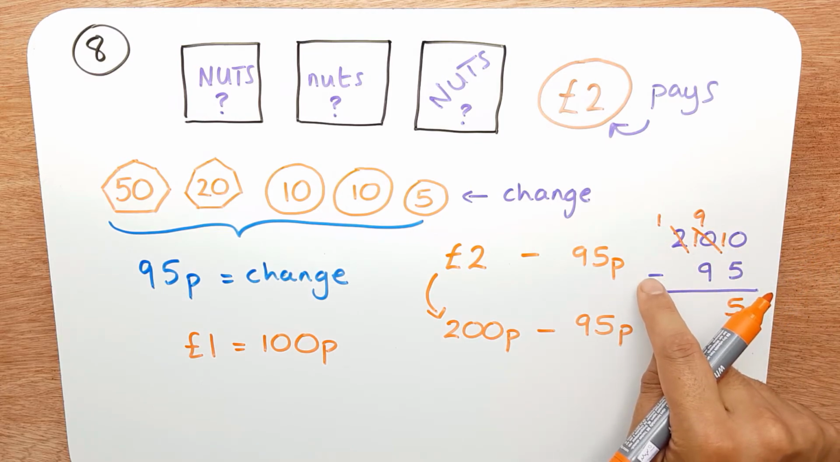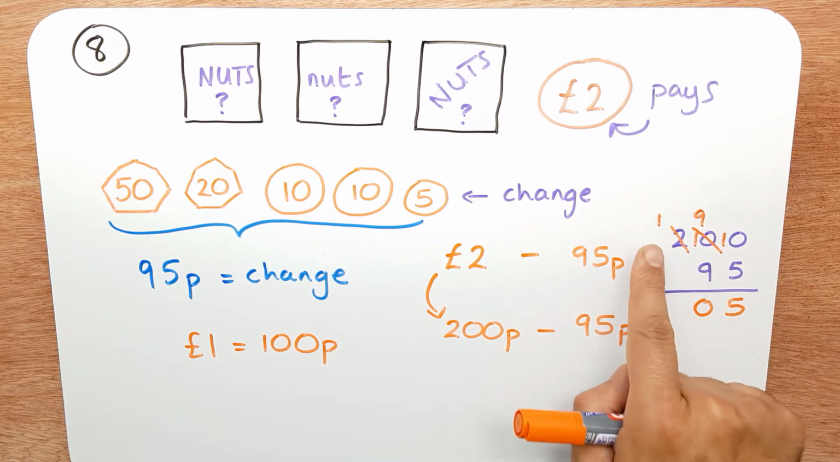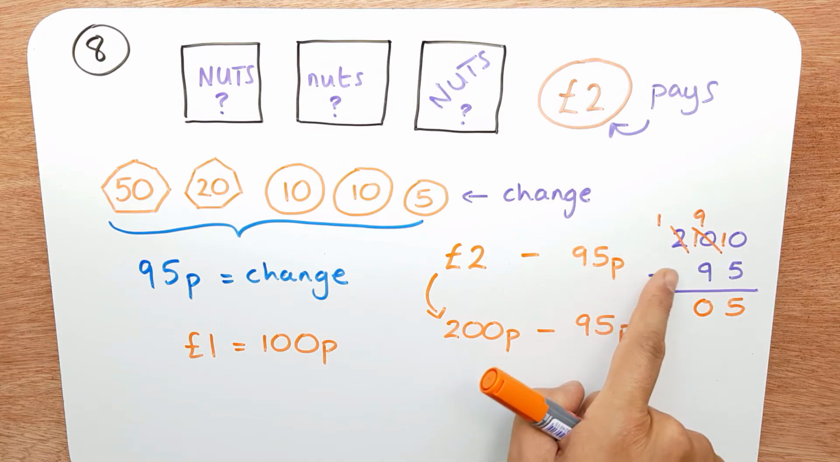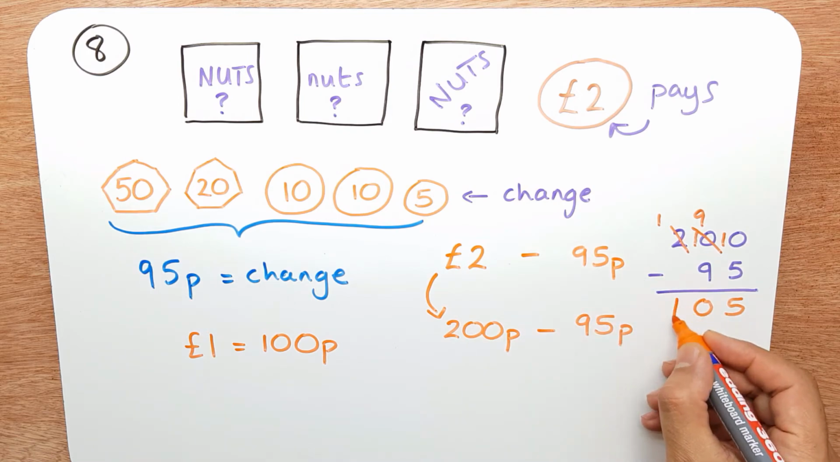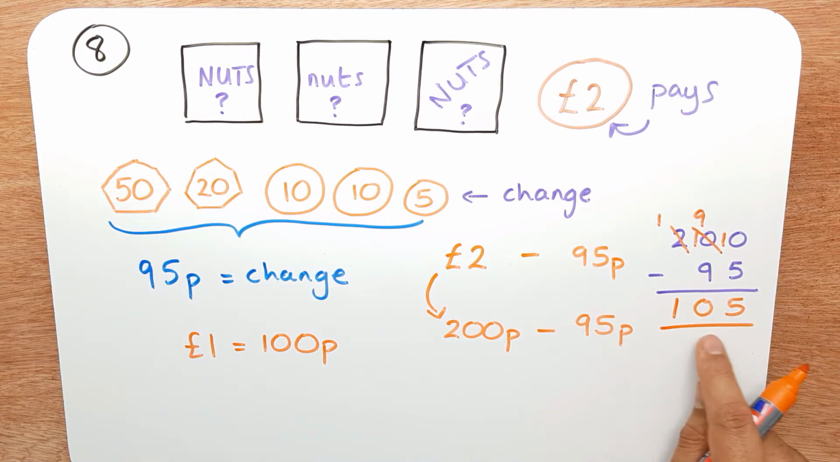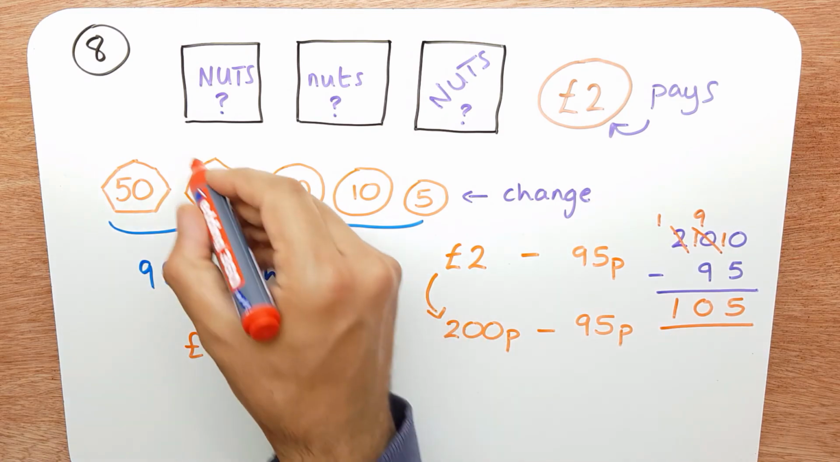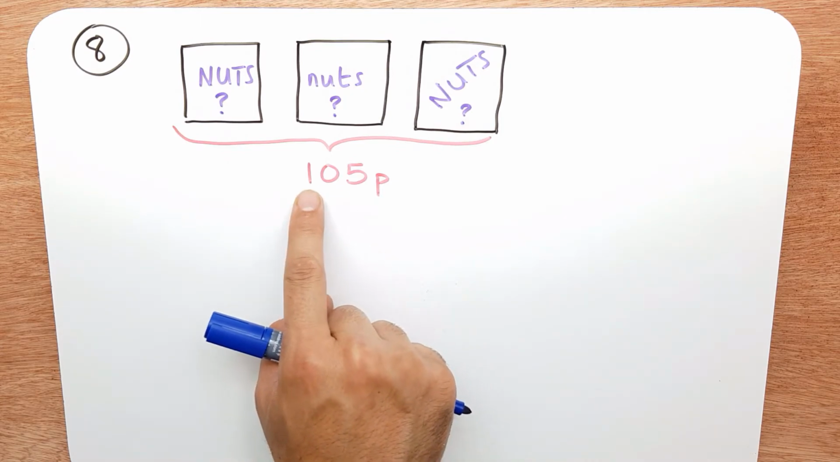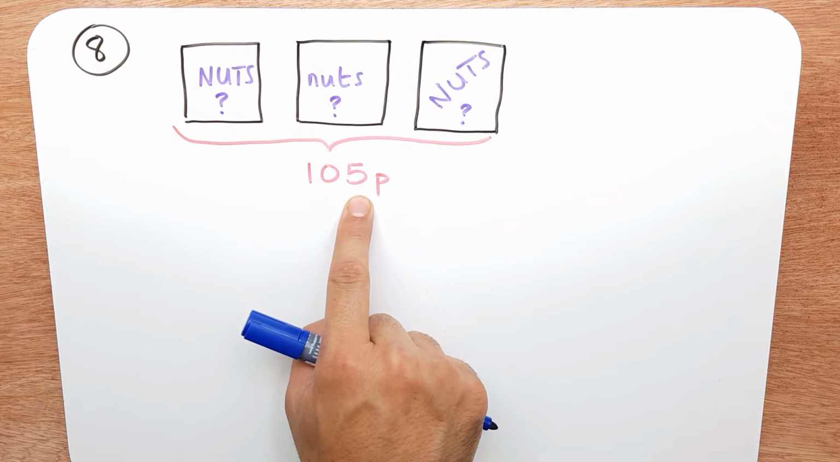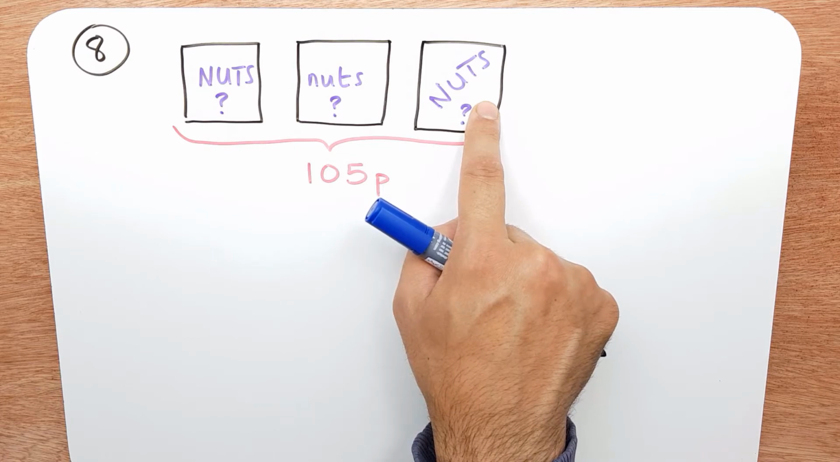9 take away 9, which is 0. And finally we have 1 here. Take away, there's nothing in this column here. So it's 1 take away nothing, which is 1. Our answer is 105 pence. So now we know these 3 packets of nuts cost 105 pence. Our next step is to share this 105 pence into these 3 packets of nuts.